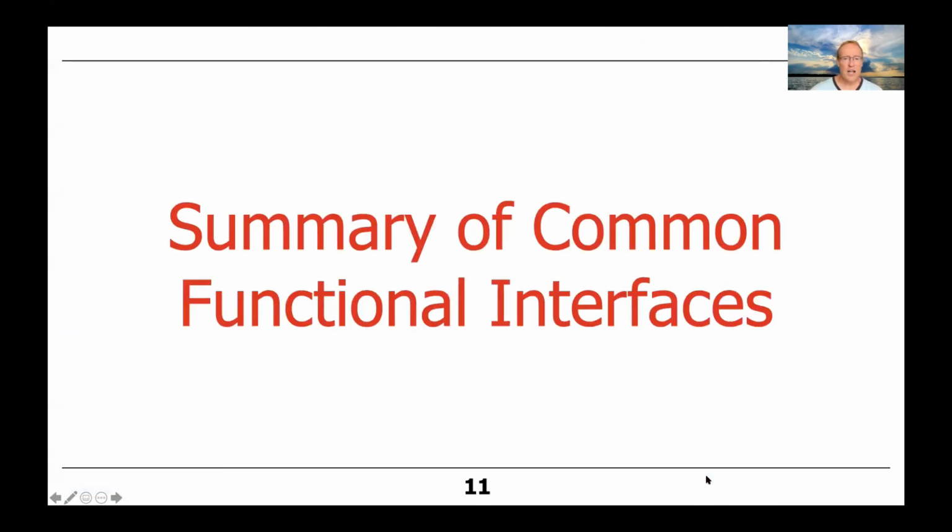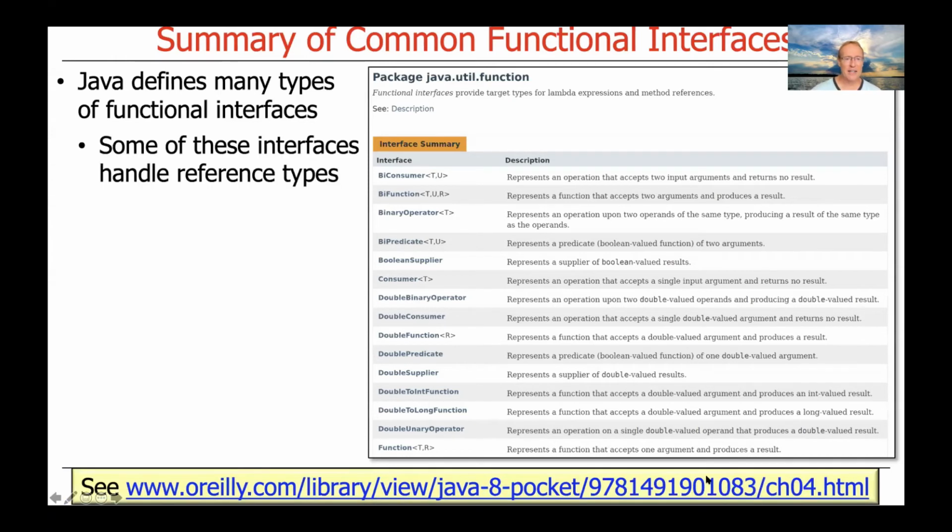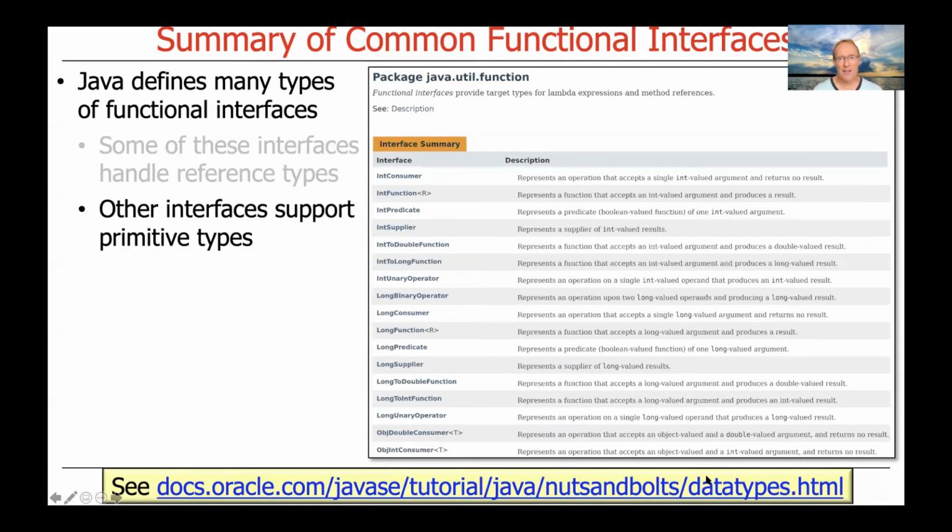It's really cool. So let's summarize the common functional interfaces you're likely to run across. It turns out that there are scores or dozens of functional interfaces that come out of the box with Java, a ridiculously large number of them. Some are defined to handle so-called reference types, which are basically classes in Java. And then there's also a whole pile of similarly named functional interfaces that deal with so-called primitive types, things like integer, long, double, and so on.